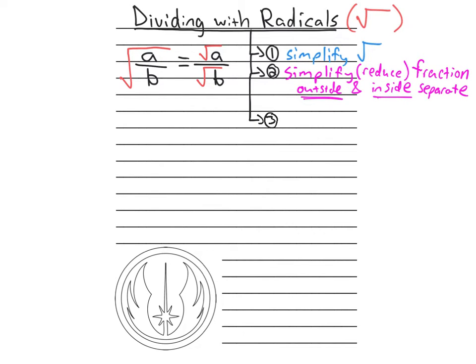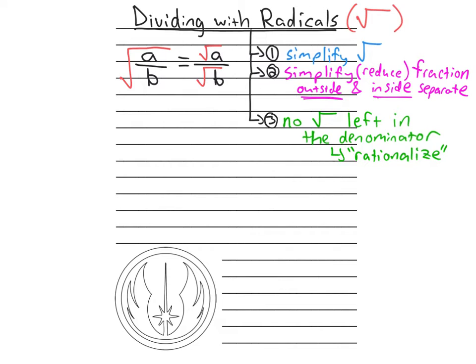The last thing we have to remember to do in dividing with radicals is to try not to have any radicals left in the bottom of our fraction, in the denominator. So through simplifying all the radicals and reducing the fraction as much as we can, we're trying to make sure we have no radicals left down there. But sometimes it does happen, and so we'll learn how to deal with that. It's called rationalizing, and that'll be something we'll learn in a later video.